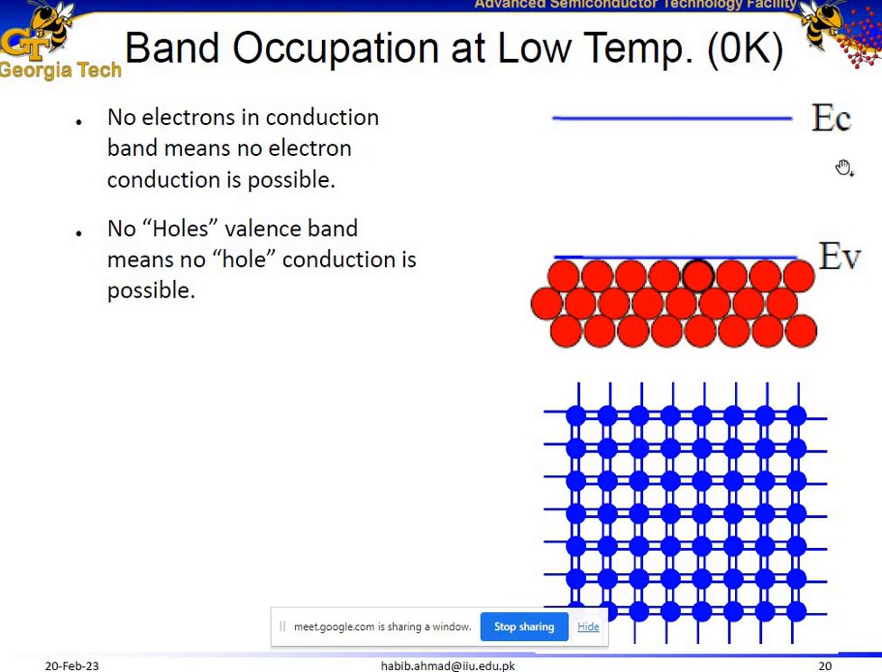And an analogy at 0 Kelvin for the conduction band is that we don't have any electrons in the conduction band. Once again, you have another jar which is empty of marbles. If it doesn't have any marbles, the marbles cannot move around, so current is not going to flow.